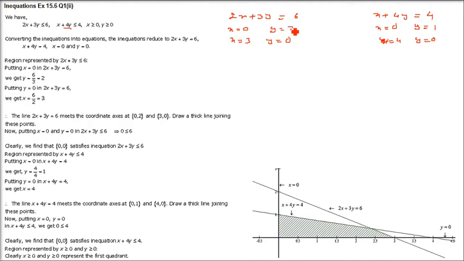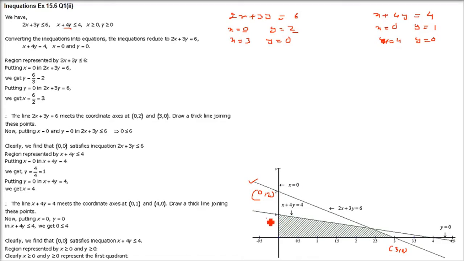So now we have 2 points for each of the lines. So now we will make the line. Which is 0, 2? This is 0, 2: x is 0, y is 2, and x is 3, y is 0. So this is the point. Now make a line, make a thick line because it is equality also, less than or equal to.